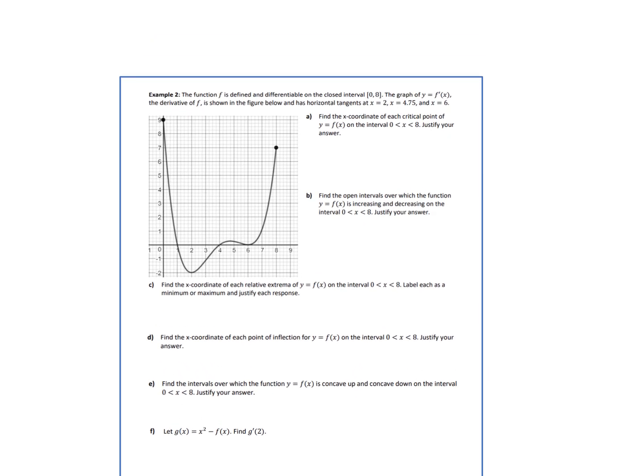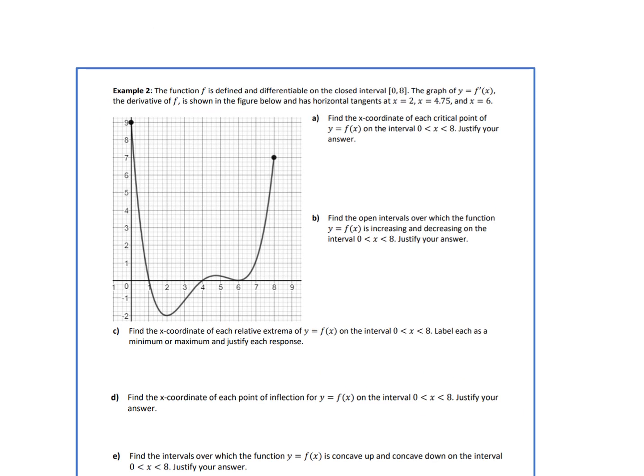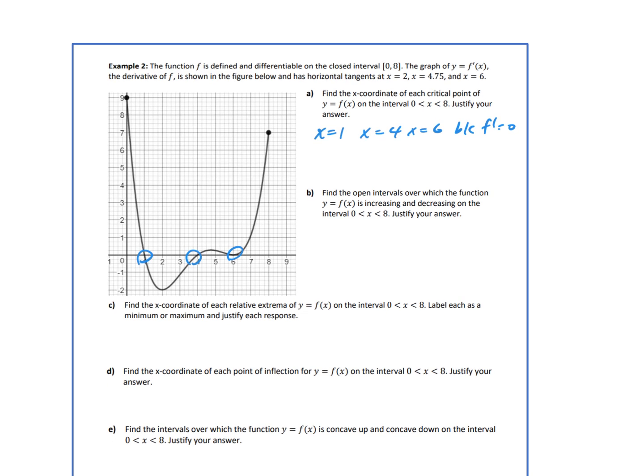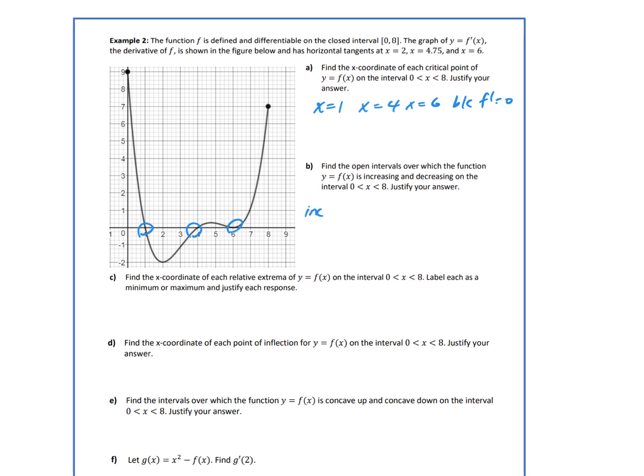All right, for this one, what do they want us to find? Critical points. So when it equals 0, I'm looking here, here, and here. So x equals 1, x equals 4, x equals 6, and we'd say because f prime equals 0. Increasing would be above versus below, right? So 0 to 1, 4 to 6, 6 to 8. F prime is greater than 0, and then decreasing would be 1 to 4. F prime of x is less than 0.